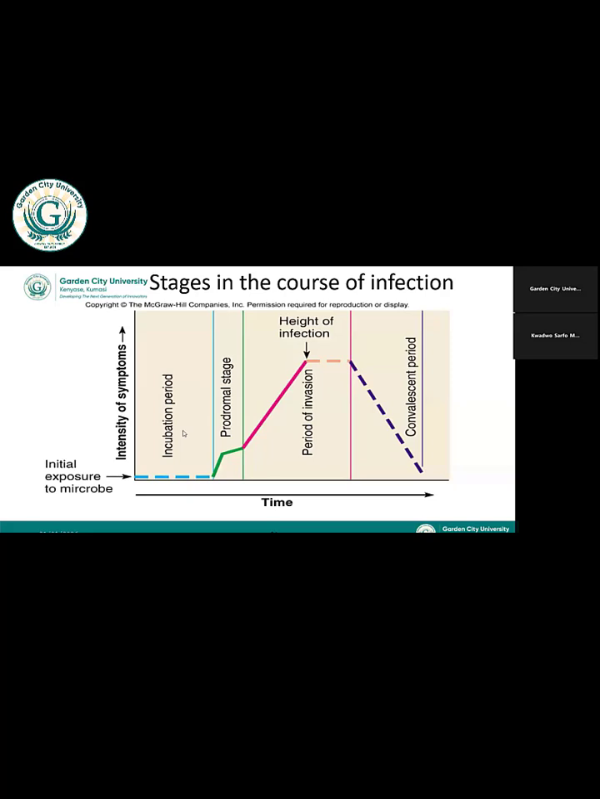Through another portal of exit, then transmission can go on. For some of them, at the incubation stage, they cannot be transmitted. So it varies from one organism to the other. Then treatment begins and the patient responds to treatment. So the number of microorganisms also reduce until they are finally cleared.